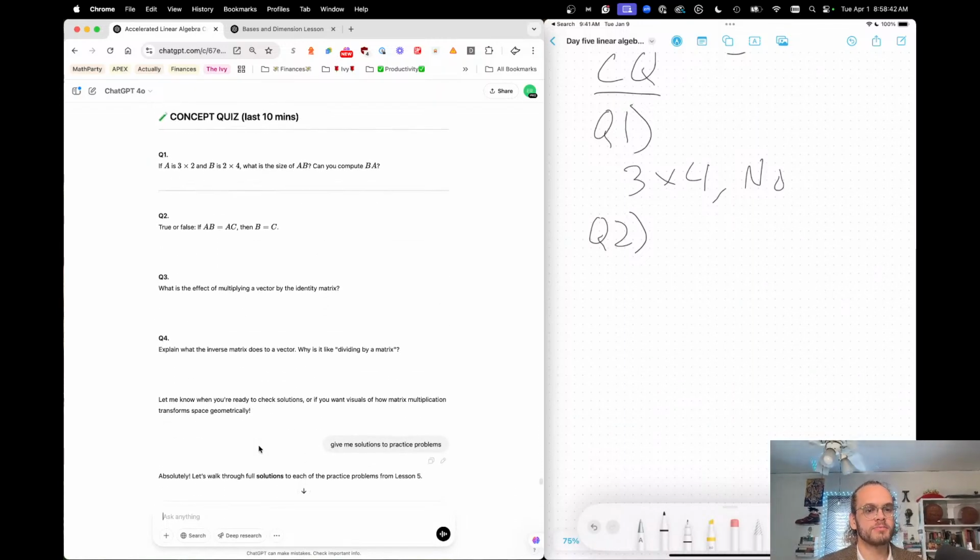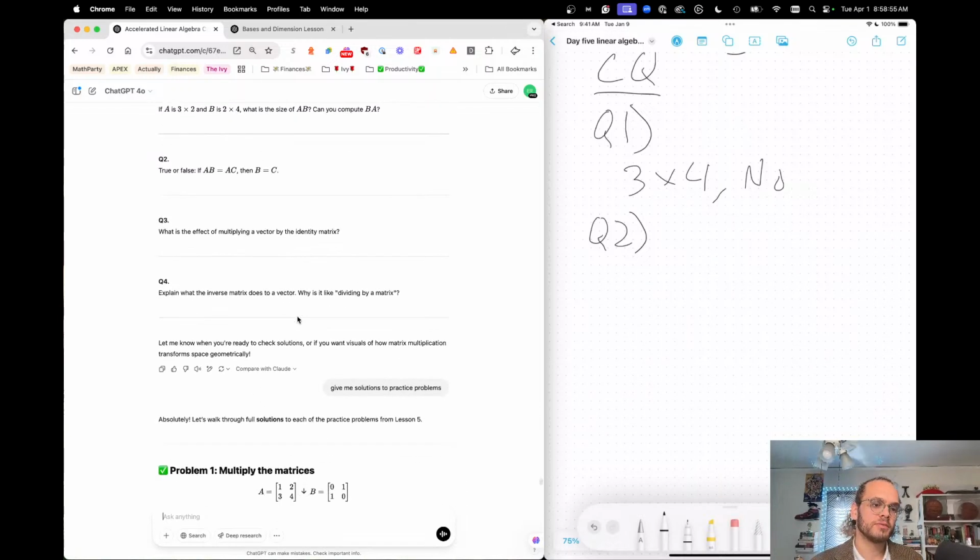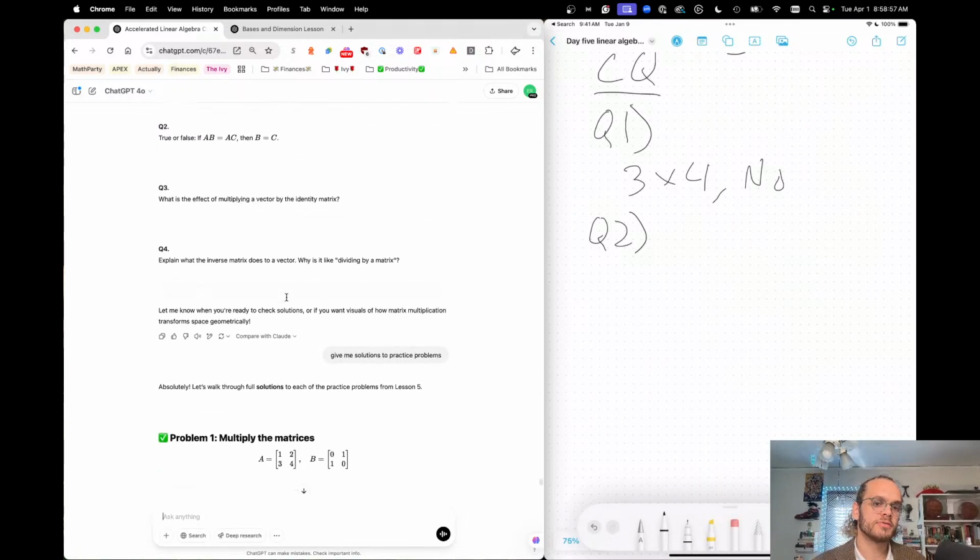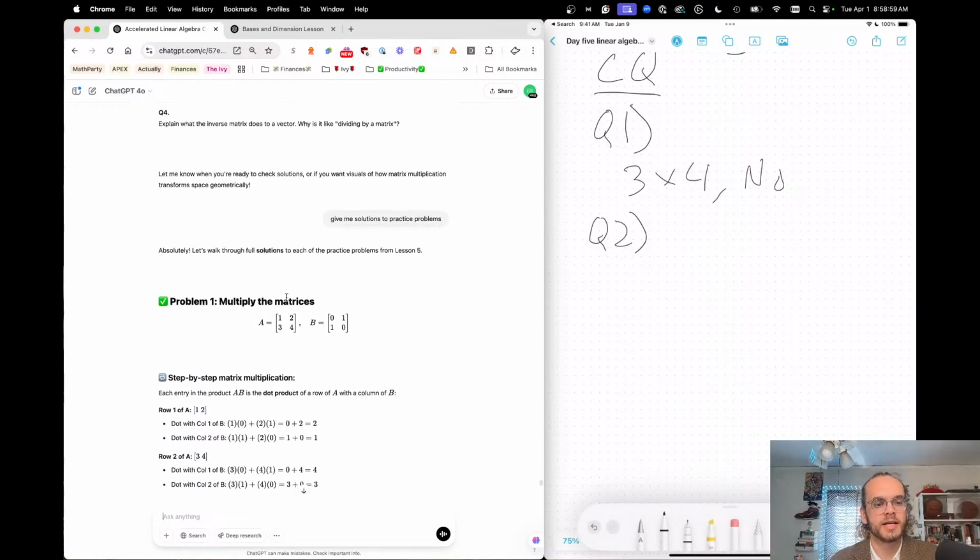What is the effect of multiplying a vector by the identity matrix? Multiplying a vector by the identity matrix does not change it. Explain what the inverse matrix does to a vector. Why is it like dividing by a matrix? So I need to understand all these things.